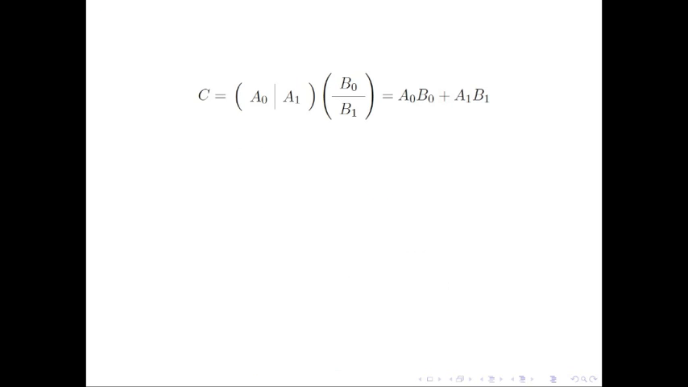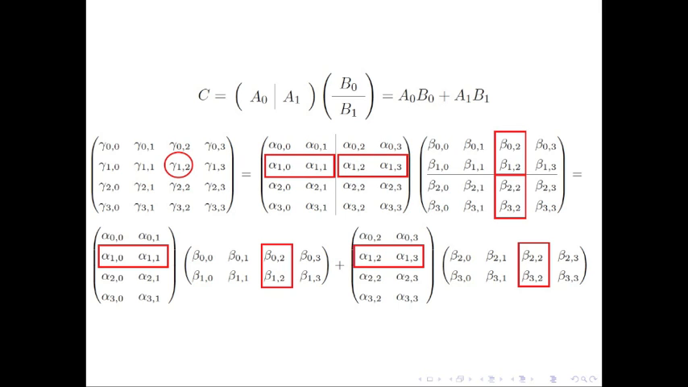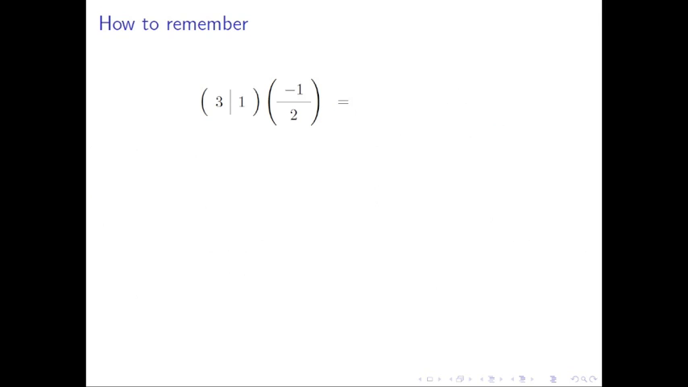Here is another example where we partition A vertically and B horizontally. This time, this results in a dot product with submatrices. Focus on the 1, 2 element. It is computed as the dot product of row 1 of A with column 2 of B. But we remember that the dot product of partitioned vectors is just the sum of the dot products of the subvectors. Here is how we remember this one.